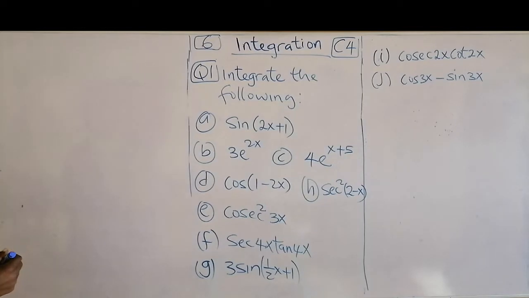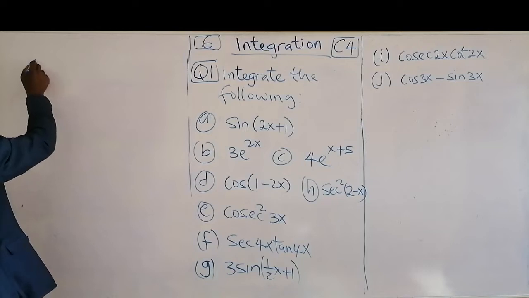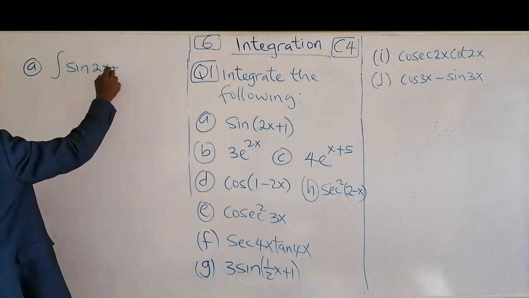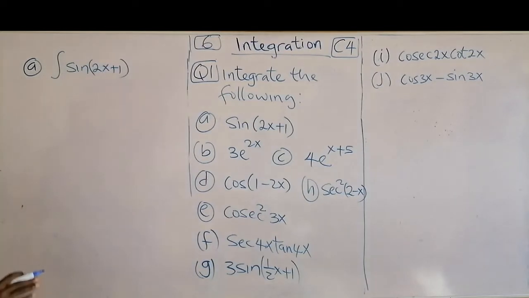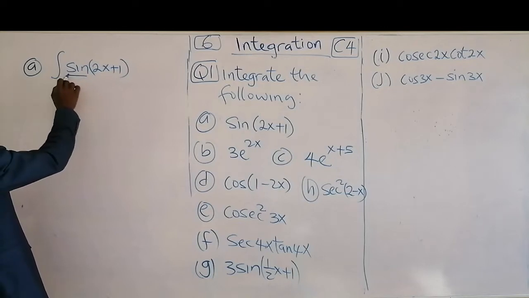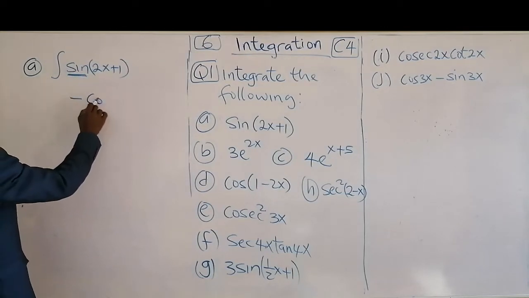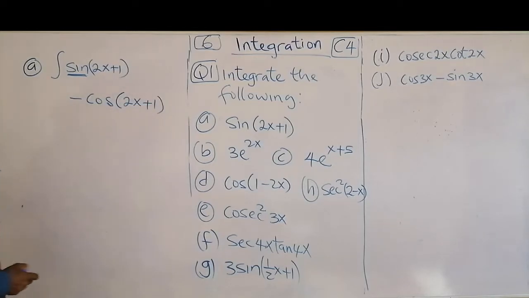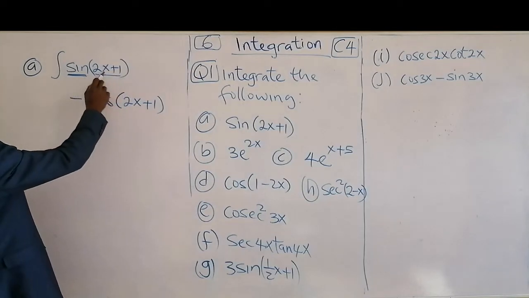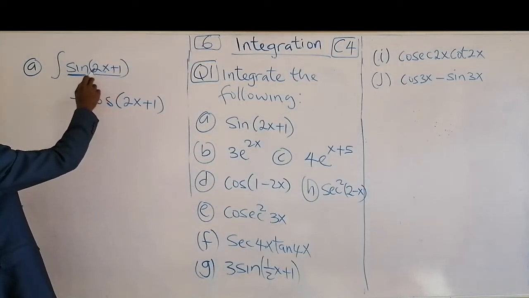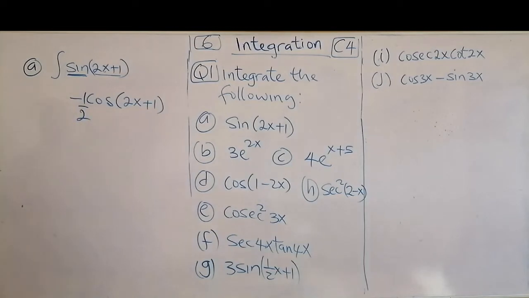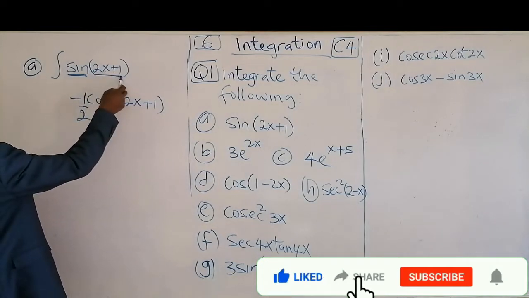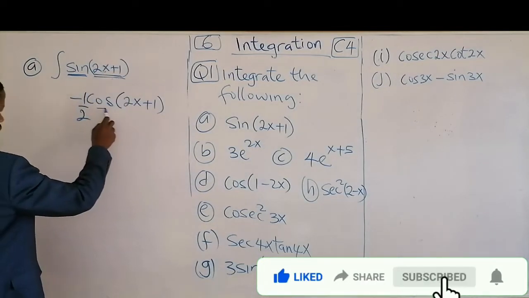Yeah, we have the following question. Integrate the following. So, the a part, put the integral sign, sine of 2x plus 1. This is very simple. The first thing to do is to check what is the integral of sine, which is minus cos. And then put the function there, 2x plus 1. Then check the function. What attaches to the function x? That's 2, you divide by 2. Or you can say, what is the derivative of this function?